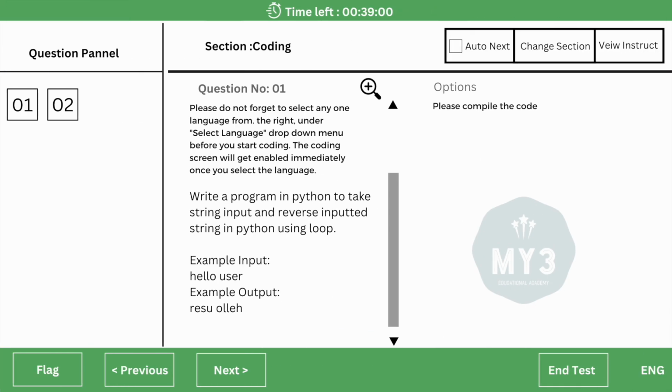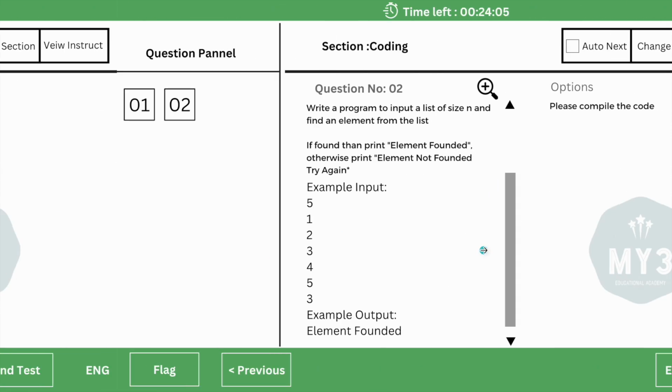This is one question which they gave. In the coding round: write a program in Python to take the string input and reverse the inputted string in Python using the loop. Basic question, you can type that and compile. You will get the output. And you can go to the second question.